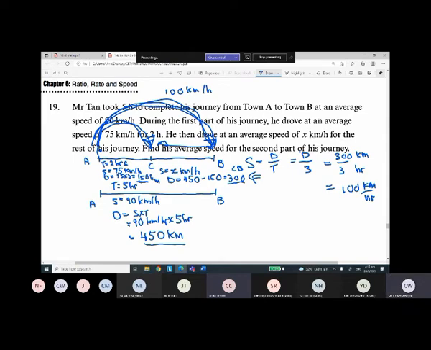Is it okay? Can you tell me which part you don't understand? I can understand, but I'm not sure if I can do it or not, because maybe I forget. Oh, you want to copy this down? Can you copy this down?